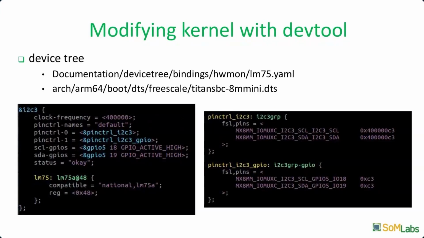So to sum up the kernel modification, in the same directory we may also modify the Linux device tree, including the driver description that needs to be loaded by the kernel, like here in the I2C3 section, where we define what hardware components are added to the system and which driver the kernel should use. For how to create the device tree, we can find some help in the documentation provided with the kernel in the documentation directory, and the device tree file for Titan SBC is also listed here in the Titan SBC 8M mini DTS file.